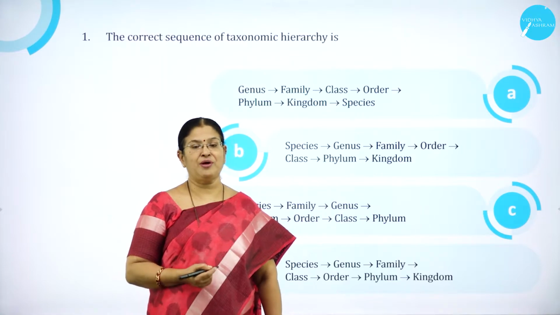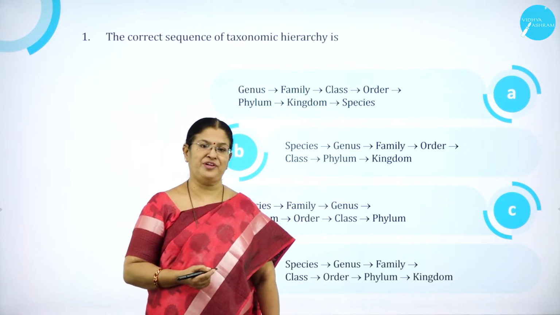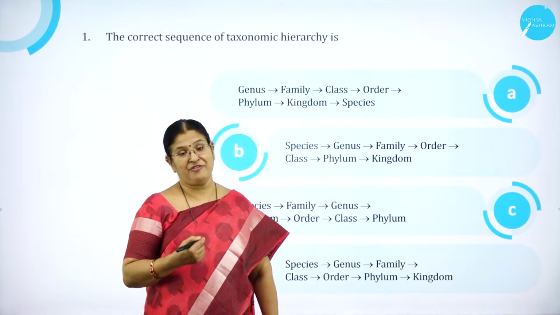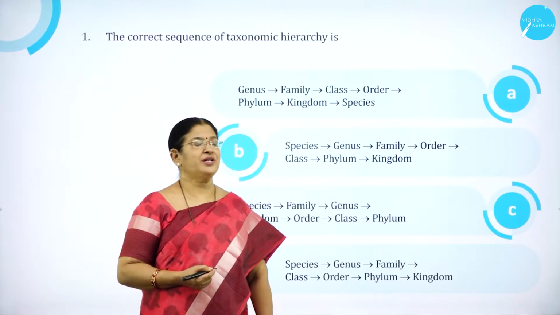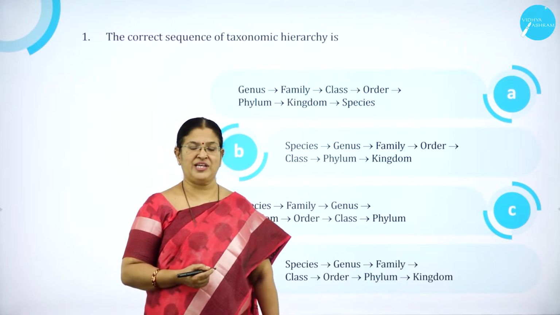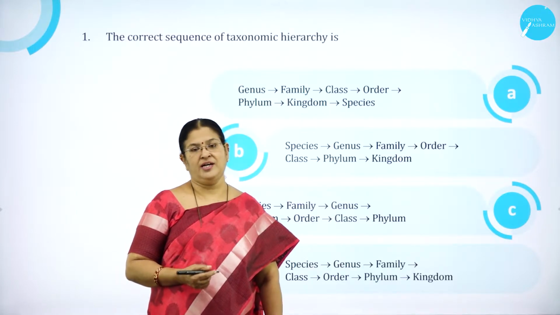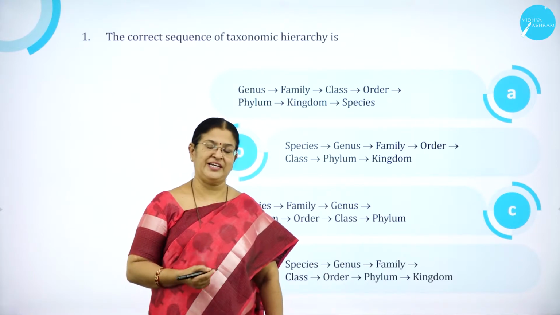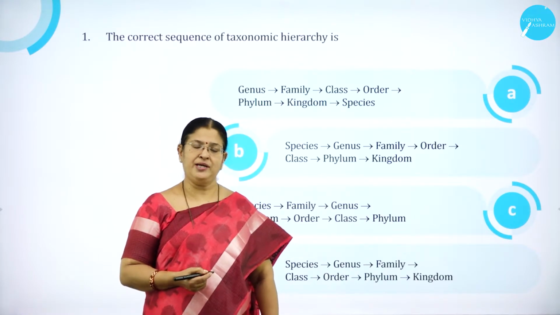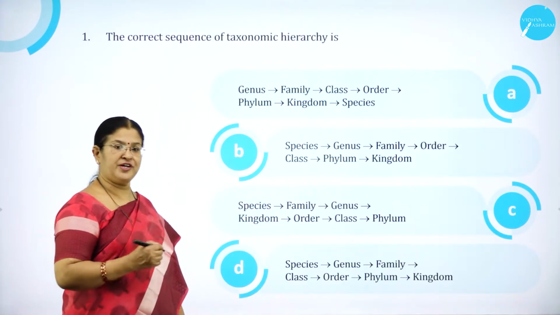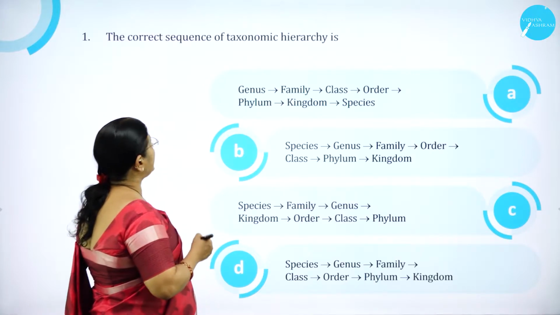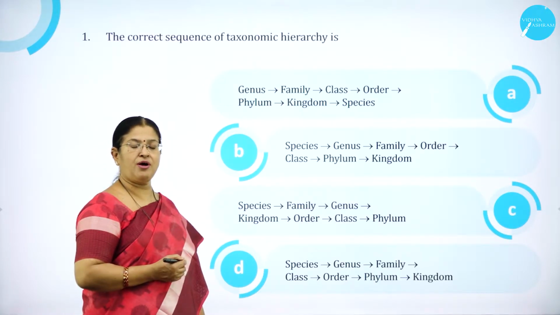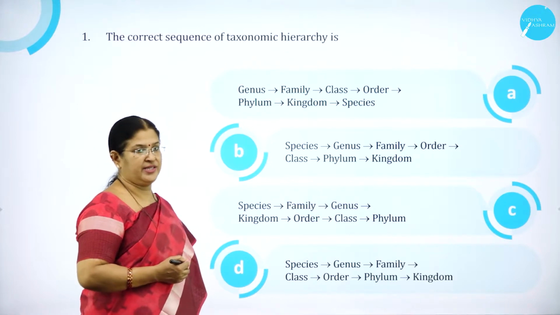As you know, these competitive exams are a turning point in your life, and they are very important for you all, right? So let me help you out with this 2018 Karnataka CET biology paper. I'll be solving the 2018 Karnataka CET biology paper. Moving on to the first question: the correct sequence of taxonomic hierarchy is.